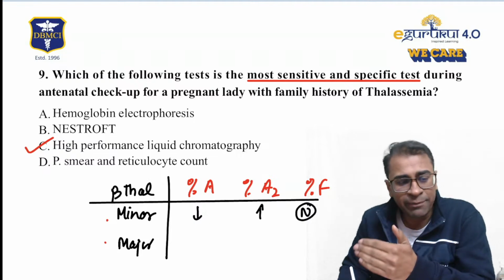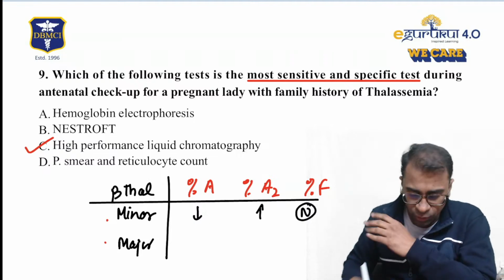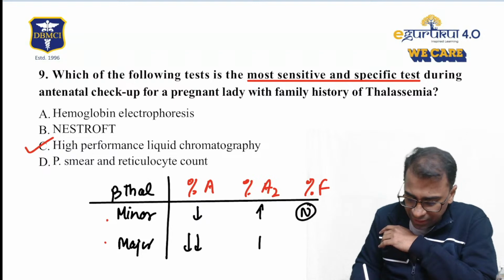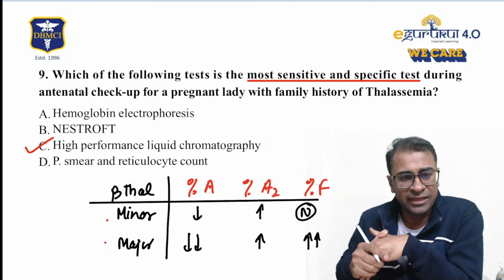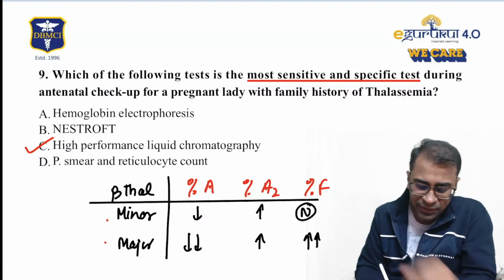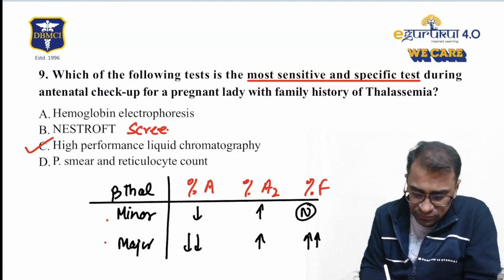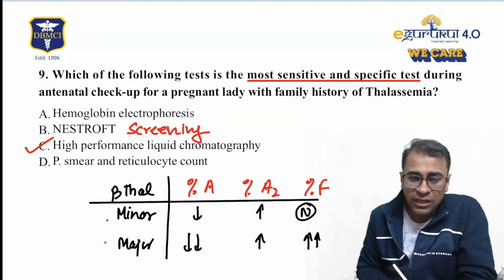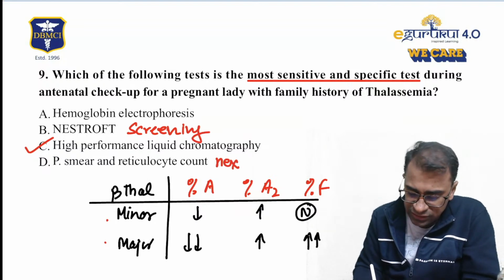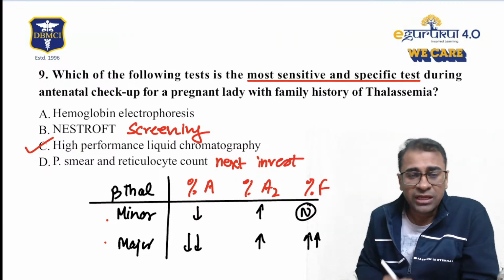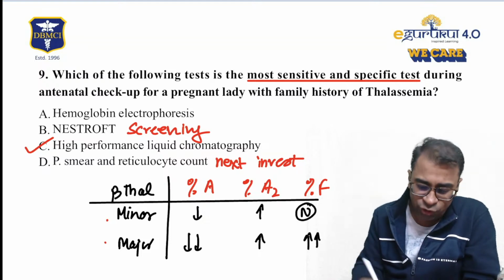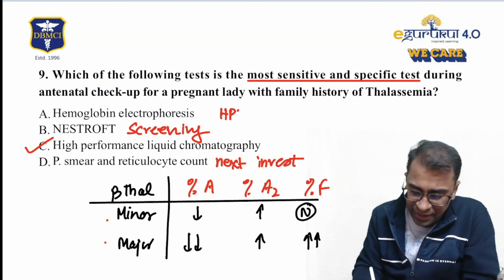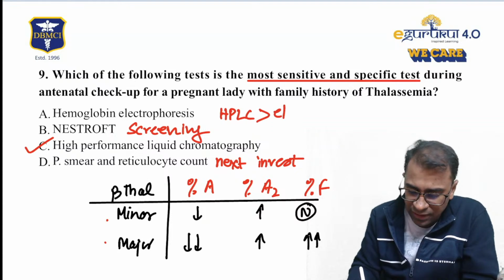But the moment it becomes beta thalassemia major, what happens? A is very low, A2 is increased and F also is very high. This is a simple way to differentiate thalassemia. If the question was what is a screening test, this would have been the answer. If the question was what is the next test, the answer would have been peripheral smear and a thick count. If the question asks for sensitive and specific but HPLC is not in the options, in that case HPLC is nowadays a better option than electrophoresis.